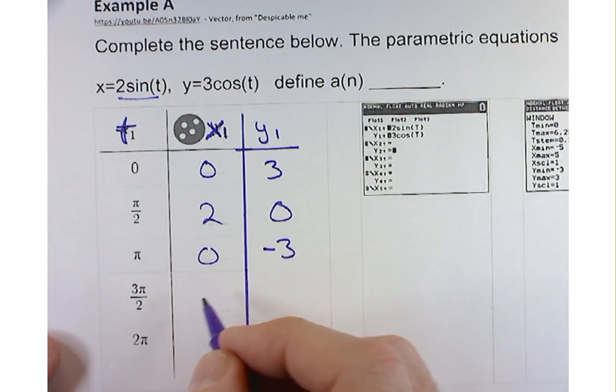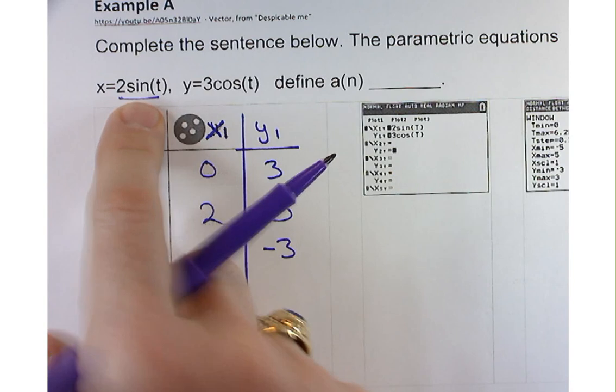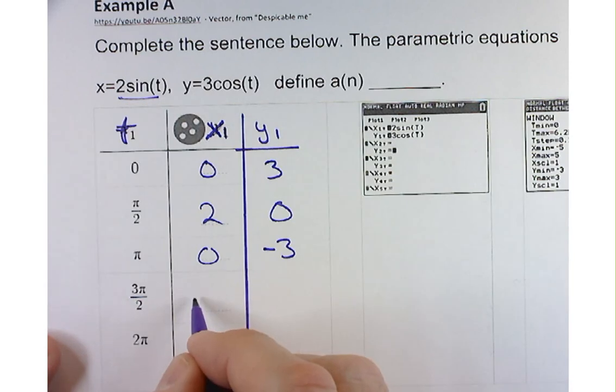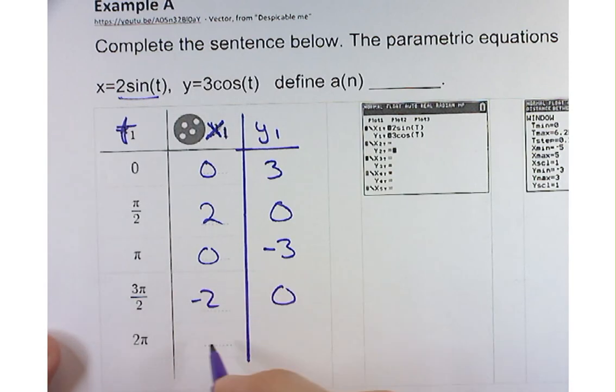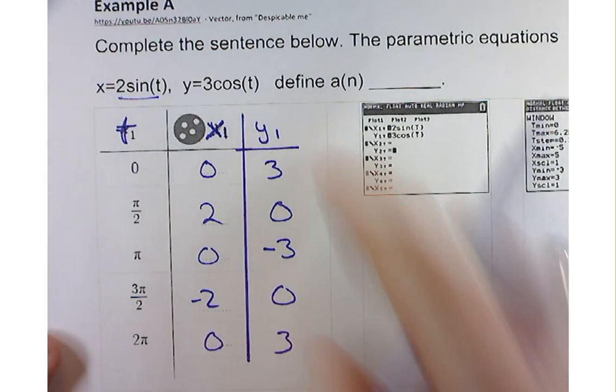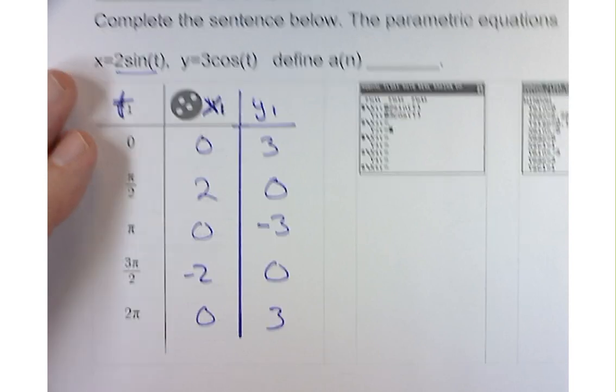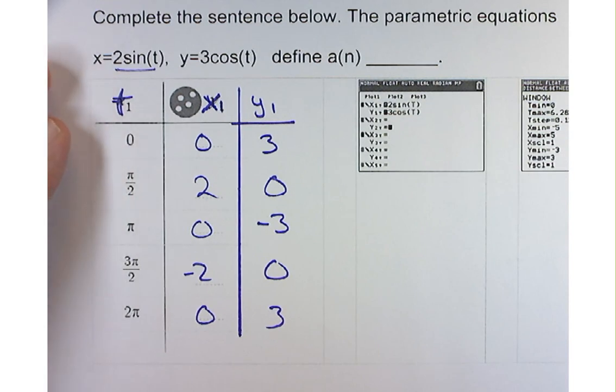And just a couple more. Sine of 3 pi over 2 is negative 1, times 2 is negative 2. And then 0. And finally back to 0 and 3, where we started. So this is starting to repeat itself. So what does a graph of that look like?